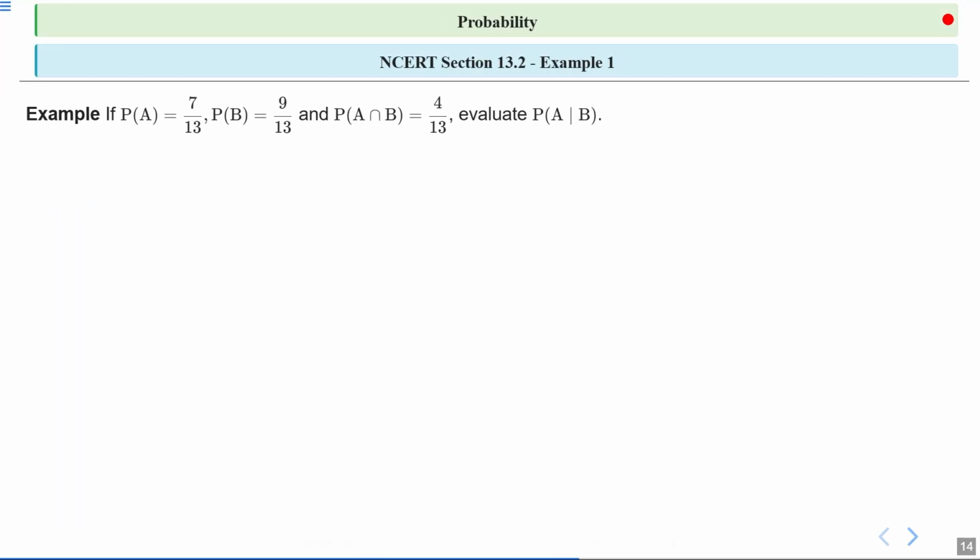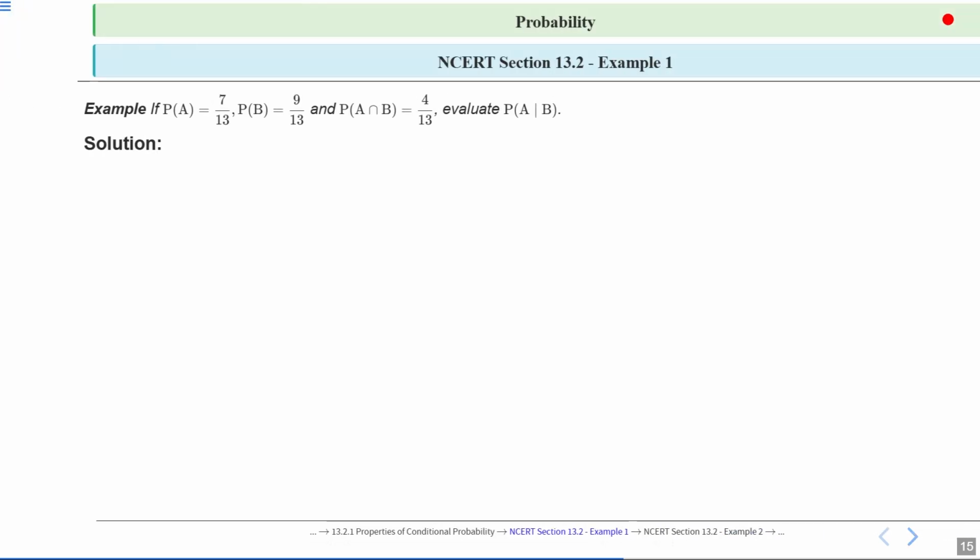Now let's see NCERT section 13.2 example 1, which says if probability of A is equal to 7 upon 13, probability of B is equal to 9 upon 13, and probability of A intersection B is equal to 4 upon 13, then we have to evaluate probability of A upon B. So let's see how we can evaluate probability of A upon B.